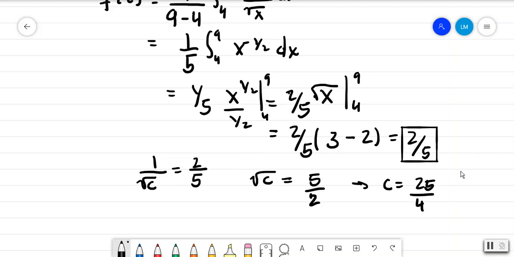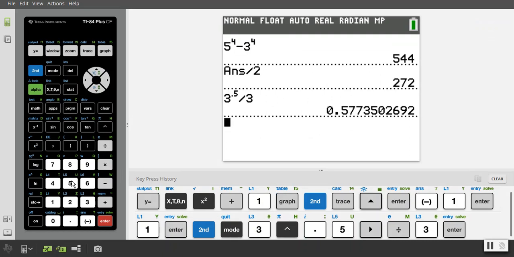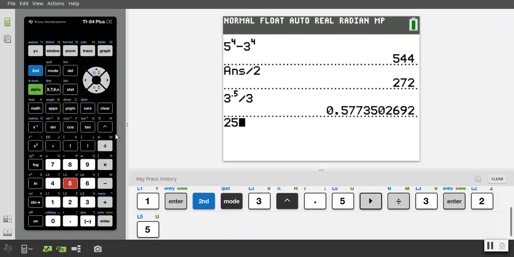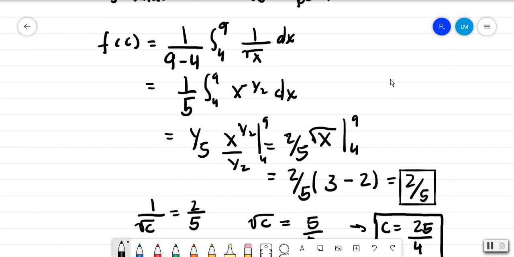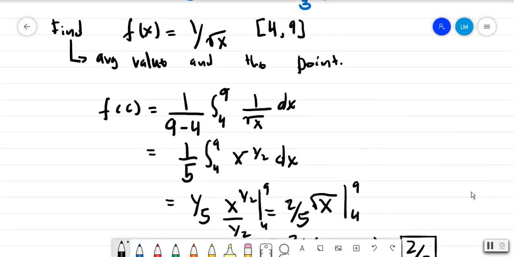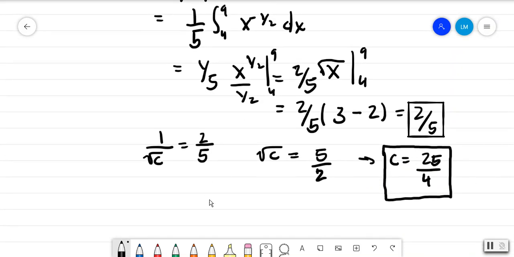So basically, we have that the constant c that gives us the average value is 25/4. Now, of course, we do need to check that 25/4 is within the interval. So 25/4 divided by 4 is equal to 6.25, which definitely is contained in the interval from 4 to 9. So this does work out.